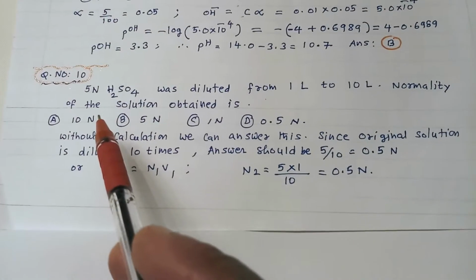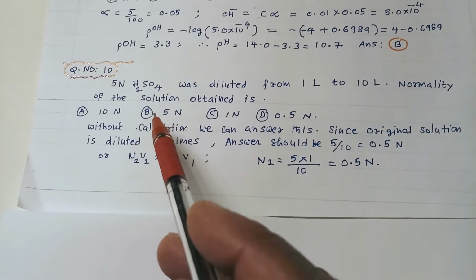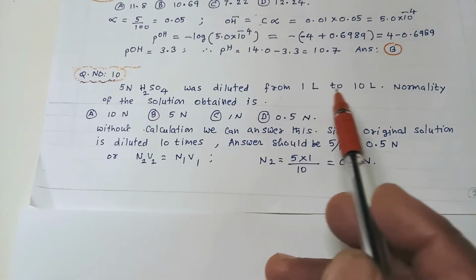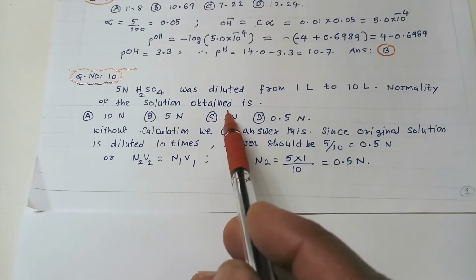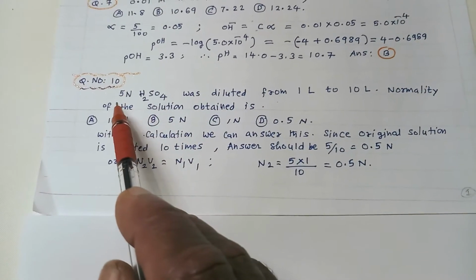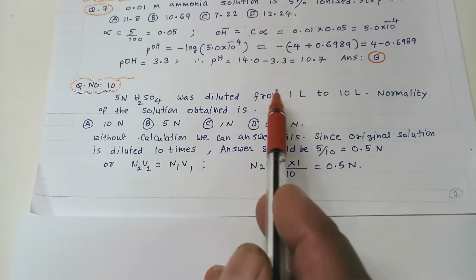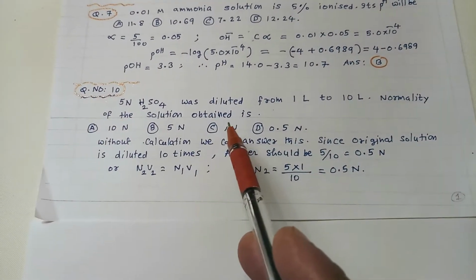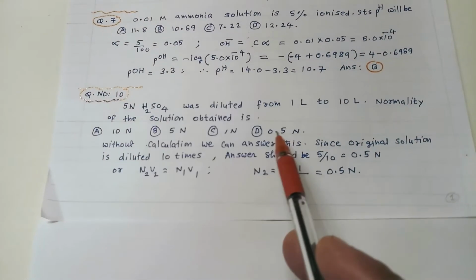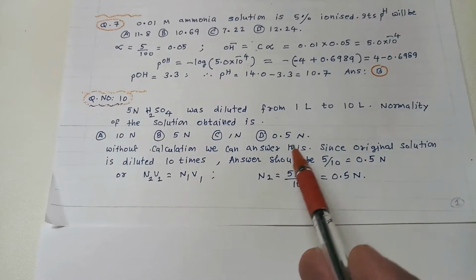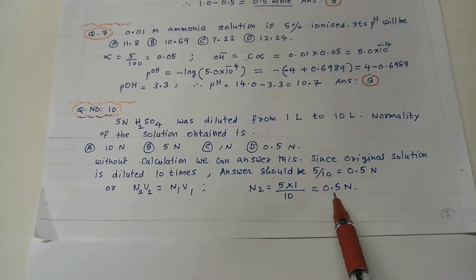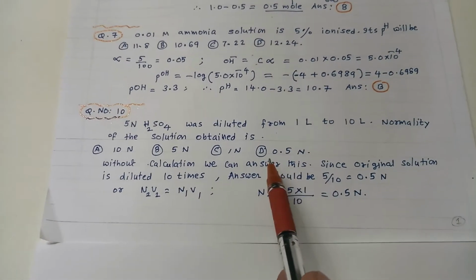Next question, question number 10. This is actually the simplest question, a morale boosting question. 5 N sulfuric acid was diluted from 1 liter to 10 liters. The normality of the solution obtained is, so 1 liter to 10 liters means it is diluted 10 times, so the concentration will reduce to one tenth. So 0.5 N. It is so simple we can do it without pen and pencil, or otherwise we can use N2 V2 is equal to N1 V1. If you calculate, 0.5 N will come. So answer is D. We'll go to the next question.